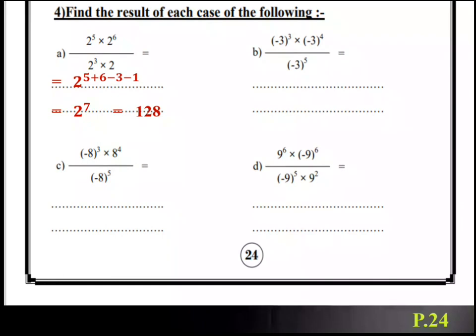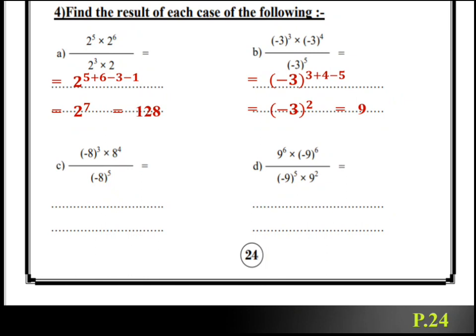Let's go to letter B. Here we have negative 3 power 3 and negative 3 power 4 over negative 3 power 5. The powers up will be plus and the powers down will be minus because it's after the division sign. So the powers up, which is 3 plus 4, and the power down, which is 5, it will be minus 5. After that, it will be negative 3 between brackets power 2, and the final answer will be 9.